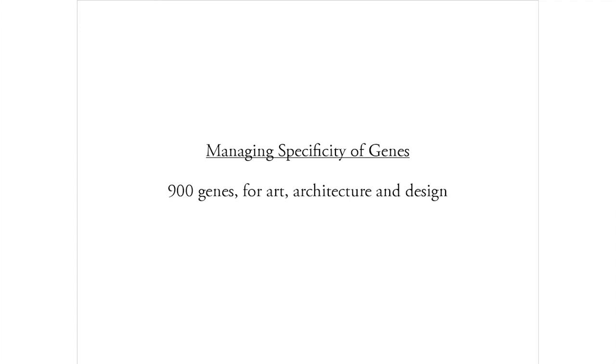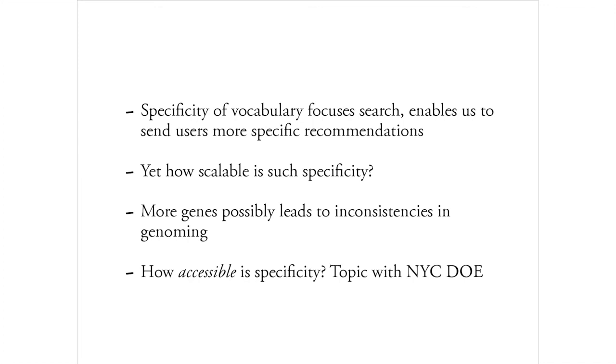Second point I want to talk about is managing specificity of terminology, and for us it's the specificity of genes. Now again, we have 900 genes for art, architecture, and design, and on one hand, a specificity of vocabulary, I think for any museum site and for any searchable site, helps people focus search, helps people find what they're looking for, and helps people get more specific recommendations.